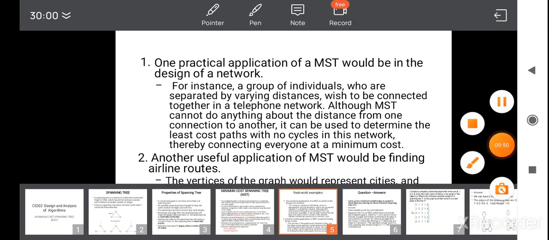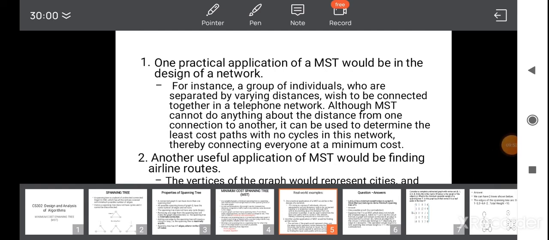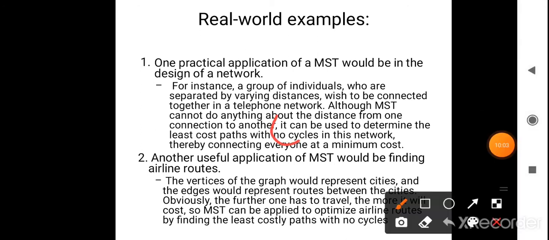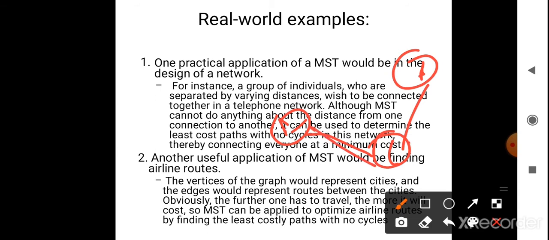Then another application is MST for finding the airline routes. So this is the same as the design of a network. That is, the vertices of the graph would represent the cities. Here there are different cities, and the edges would be routes between these cities. This is A, B, C. Four cities are there, and the edges indicate the routes between those cities.